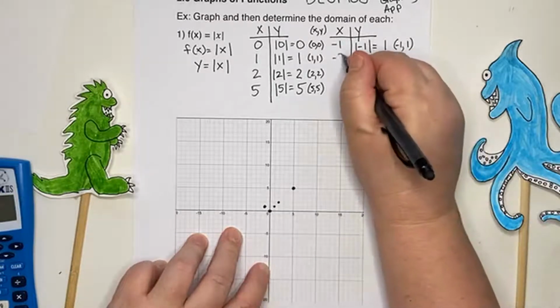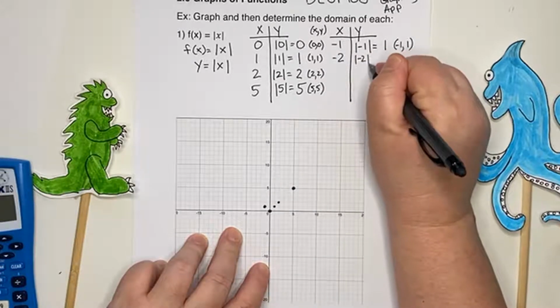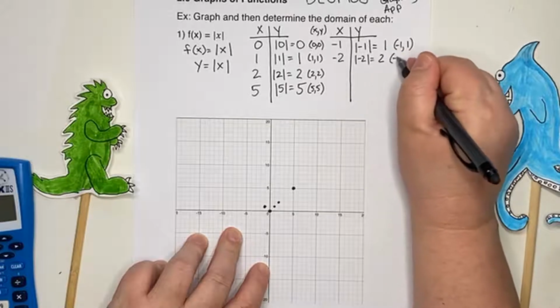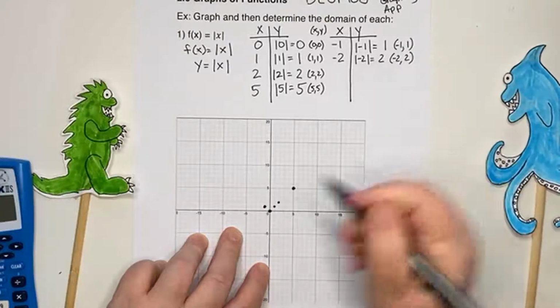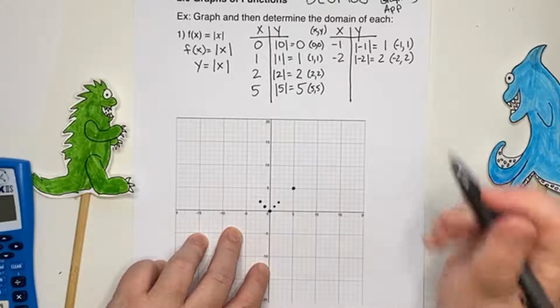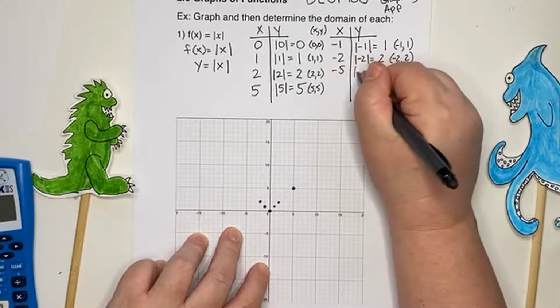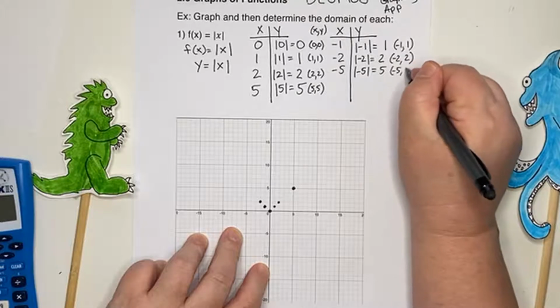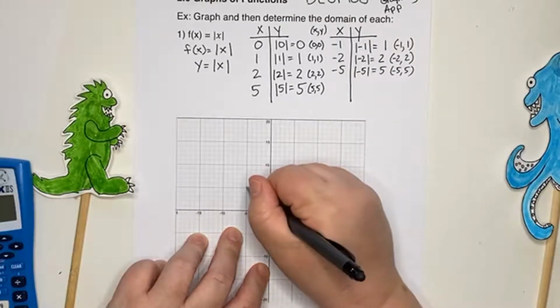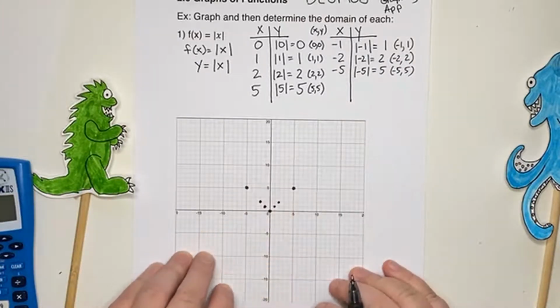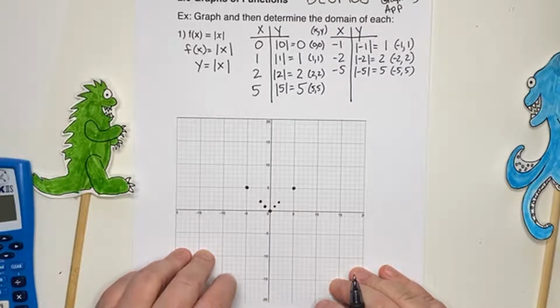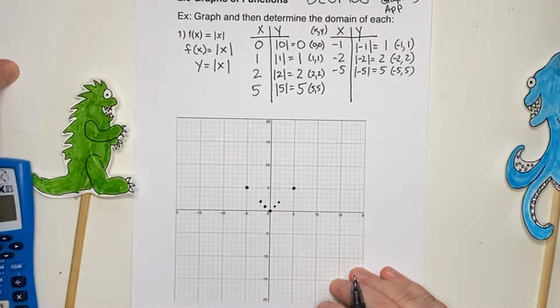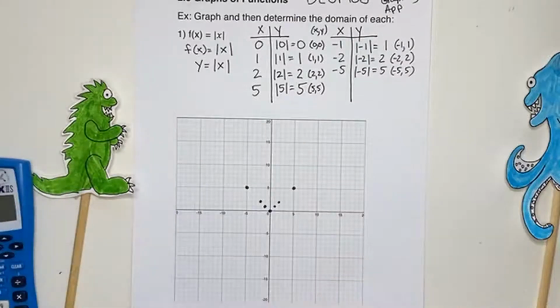Okay, what about -2? Absolute value of -2 is +2. So I get -2, +2. That's there. -5, absolute value of -5 is 5. -5, comma 5. Look at that. Now, the nice thing about this is I happen to know that the graph is a V.